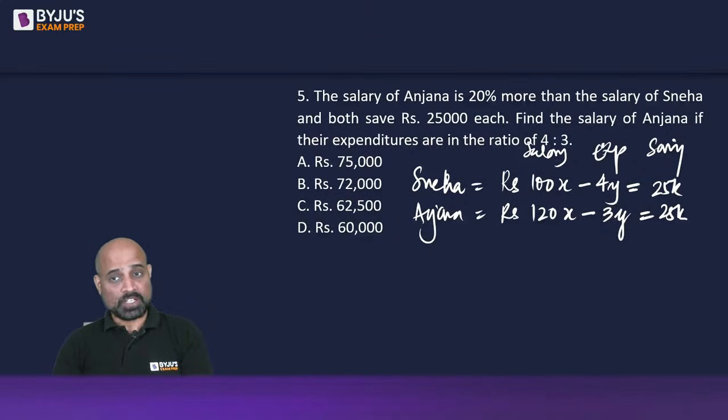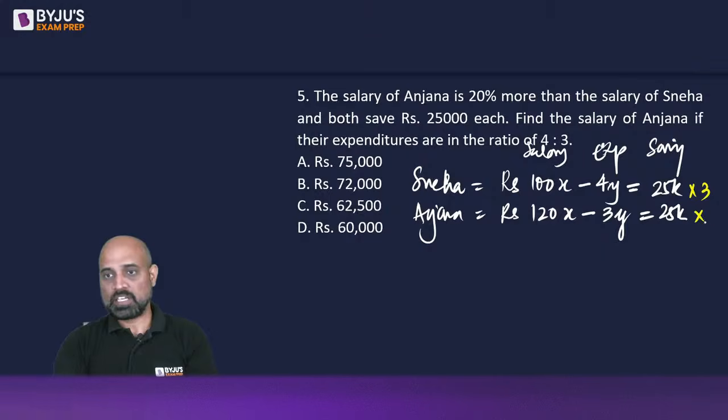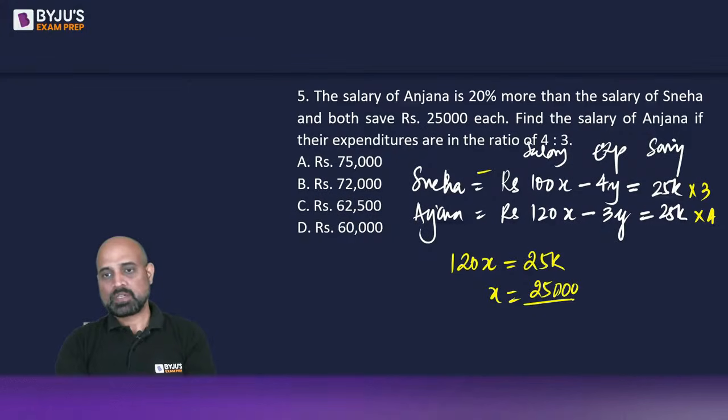That means we need to get rid of the variable y. In order to get rid of the variable y, we will multiply this by 3 and multiply this by 4 and subtract. So when we do this, we will have 420x minus 300x, which is 120x, is equal to 25,000, or x is going to be 25,000 upon 120. So I will only take care of a 0. I will simply say 2500 by 12.